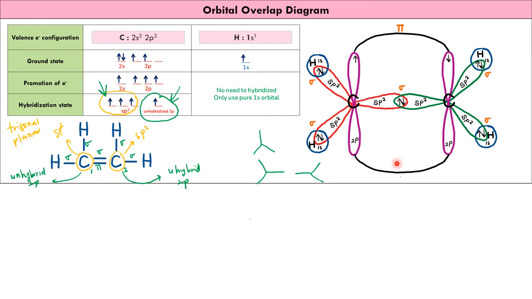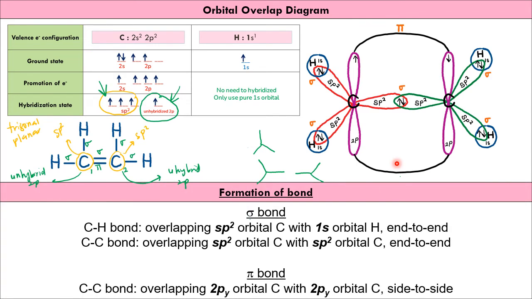Okay, so for the bond formation explanation dekat sini, kita akan terangkan untuk dua jenis bond lah. Satu sigma bond and the second one is pi bond. So for the sigma bond, kita ada CH bond overlapping between sp2 carbon with 1s orbital of hydrogen. Secara dia end to end. Kemudian kita ada overlapping between the carbon-carbon bond, overlapping between sp2 orbital of carbon with sp2 orbital of carbon. Again, masih lagi end to end.